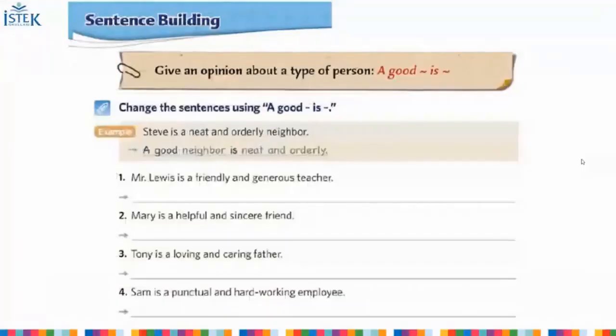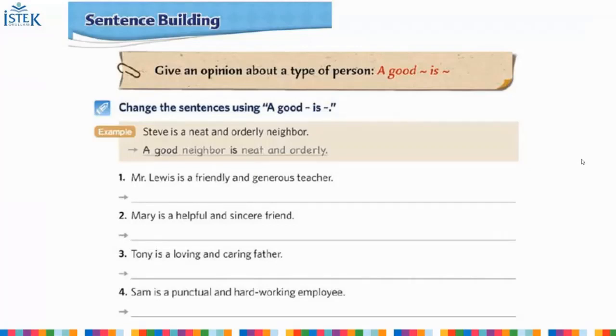Okay, here on this page, we're going to give an opinion about a type of person. Now let's see how we can write such a sentence. Here is what we're going to do. Using a good, and then a noun, and then an adjective after a verb. Let's have a look at the example. Steve is a neat and orderly neighbor.